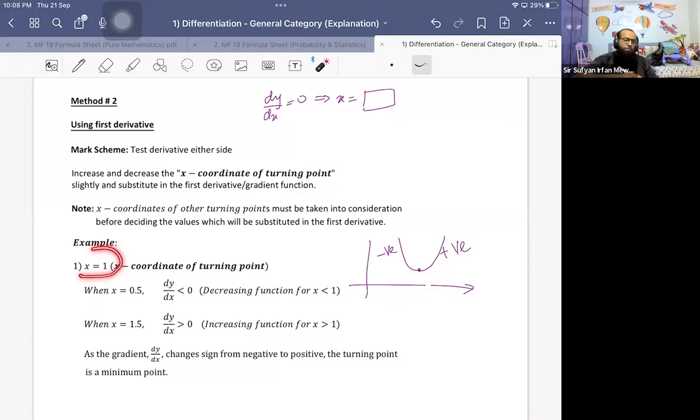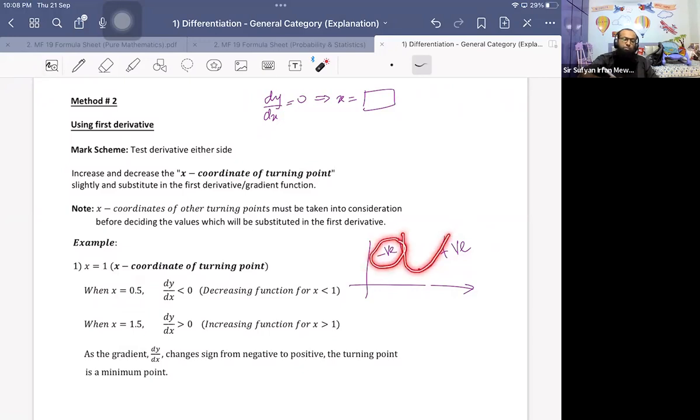Let's suppose the x coordinate of the turning point was 1. If we decrease it slightly, we get 0.5. If we increase slightly, we get 1.5. Substituting 0.5 in the gradient function gives us a negative gradient, which means a decreasing function for x less than 1. Before the turning point is a decreasing function. Then if we substitute 1.5, it's an increasing function for x greater than 1. So first a decreasing function and then an increasing function.